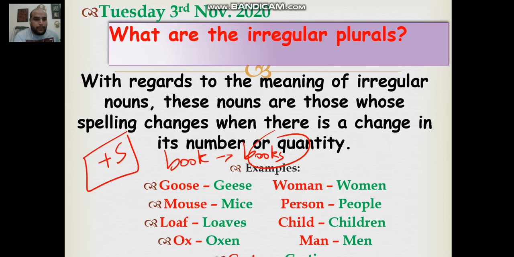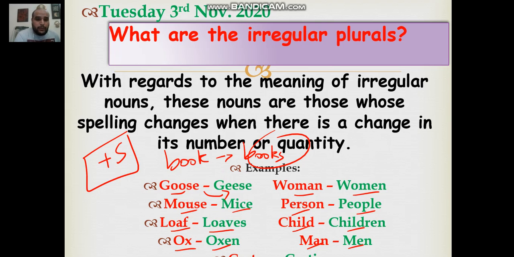Here we're going to have the first one, which is goose. It's going to be geese in plural. One goose, many geese. One mouse, many mice. One loaf, many loaves. One ox, many oxen. One woman, many women. One person, many people. One child, many children. One man, many men. And one cactus, many cacti.